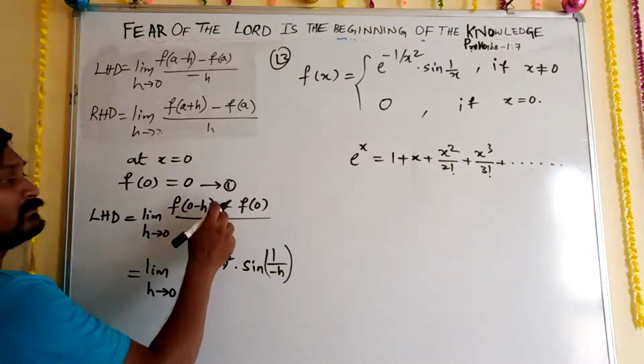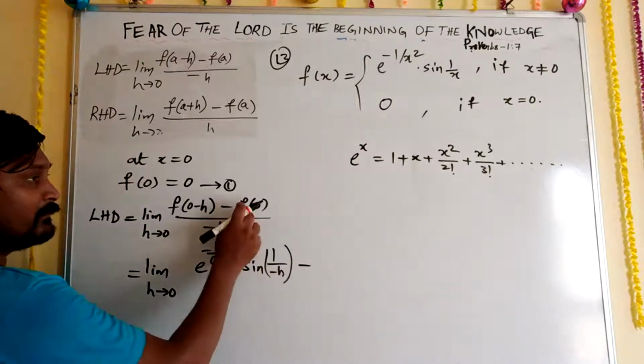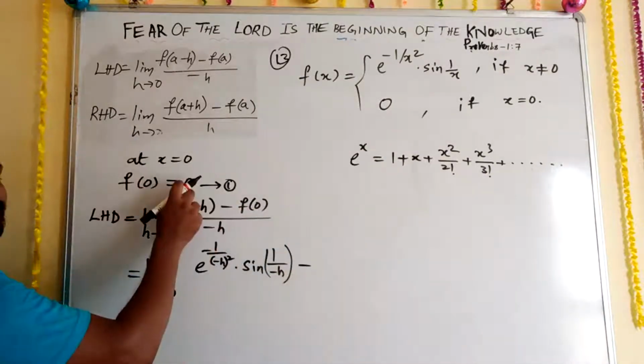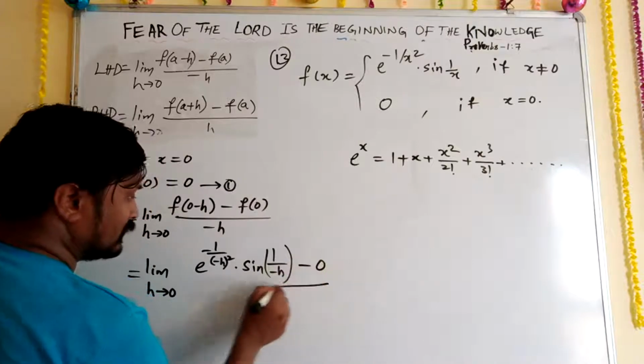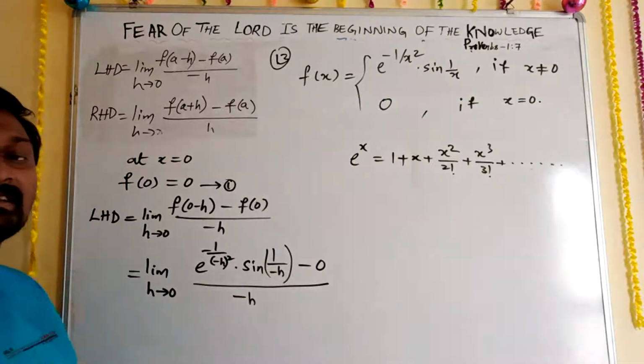So after that, here what is the symbol? Minus. Just write the symbol minus. F of 0 means what you found here? 0. Just substitute 0 upon here. Minus h is there, right, as it is, minus h.